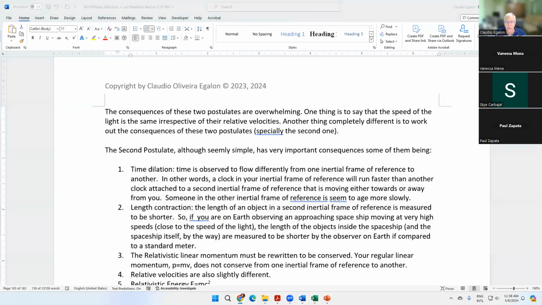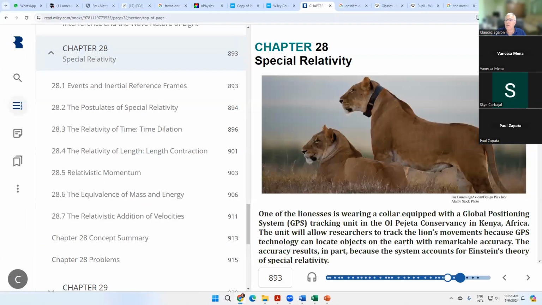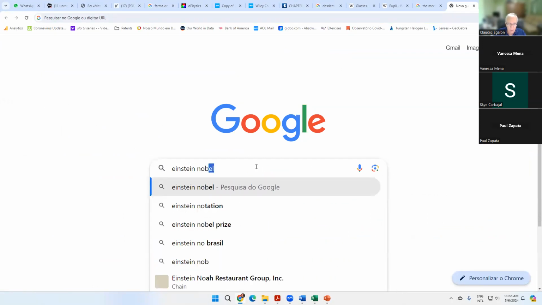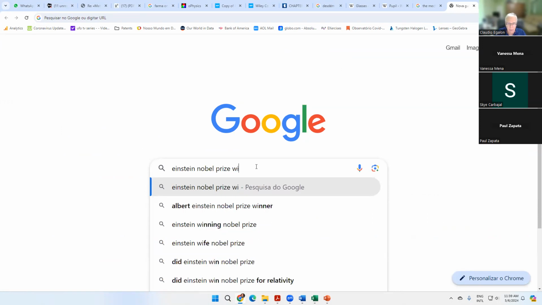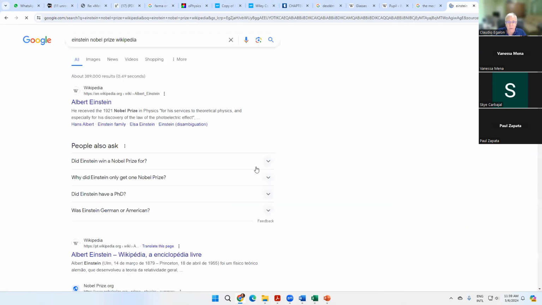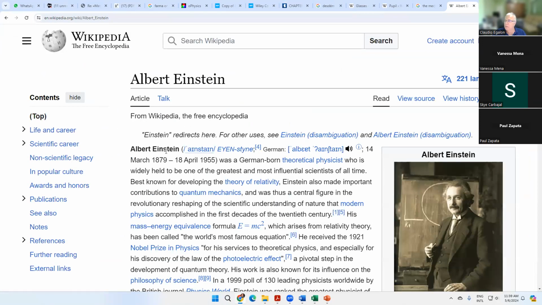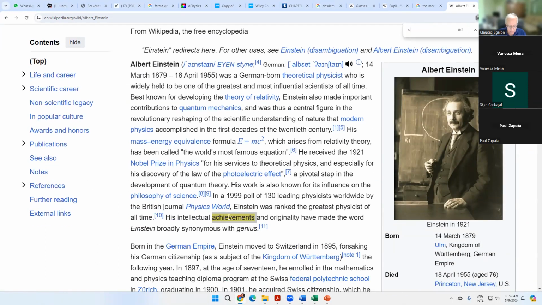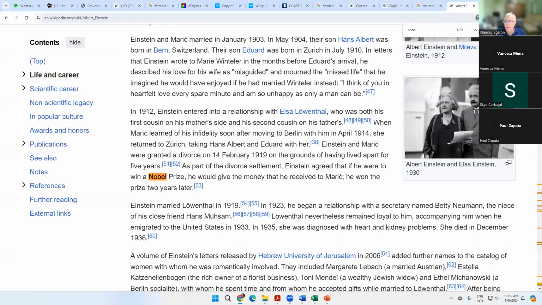If we go to the internet, you're going to see the citation. Okay, Einstein, Nobel Prize. I'm going to Wikipedia. You're going to see there is no mention whatsoever of special relativity. Albert Einstein here. Let's see here. Nobel Prize. Only a vague mention that it was for all other contributions. Let's see.